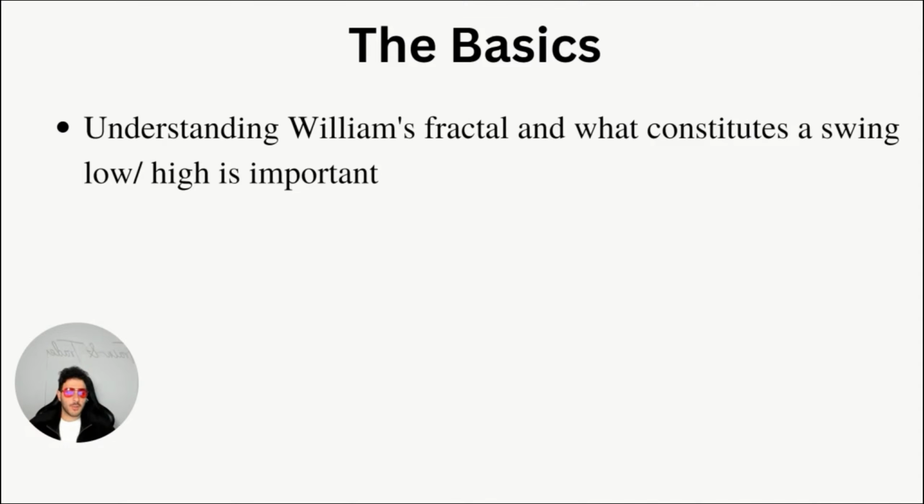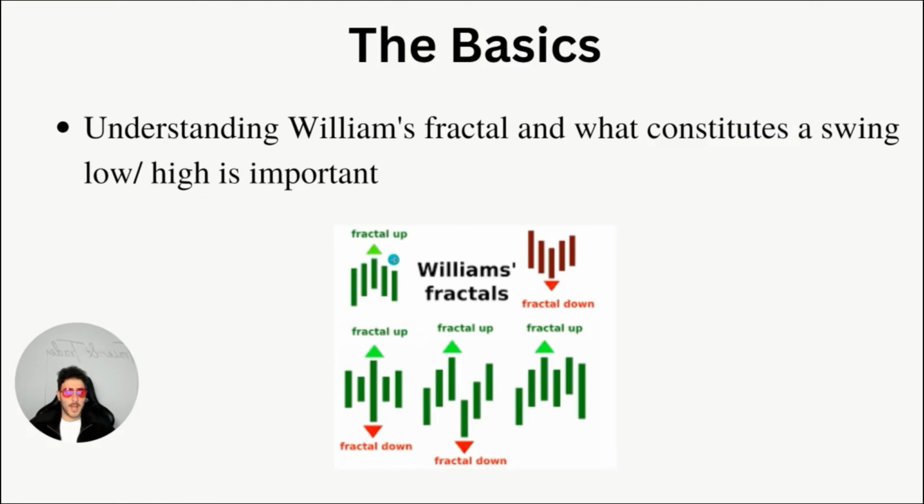So a Williams fractal is essentially just a 3-bar pattern where you have a candle that has a high, a candle that has a higher high, and then the candle to the right of it is a candle that's lower. This would constitute a swing high. And inversely, a swing low is essentially you have this candle with the low, then this middle candle makes a lower low, and then the candle to the right of it is going to be a higher low. Now let's go ahead and show an example of this.